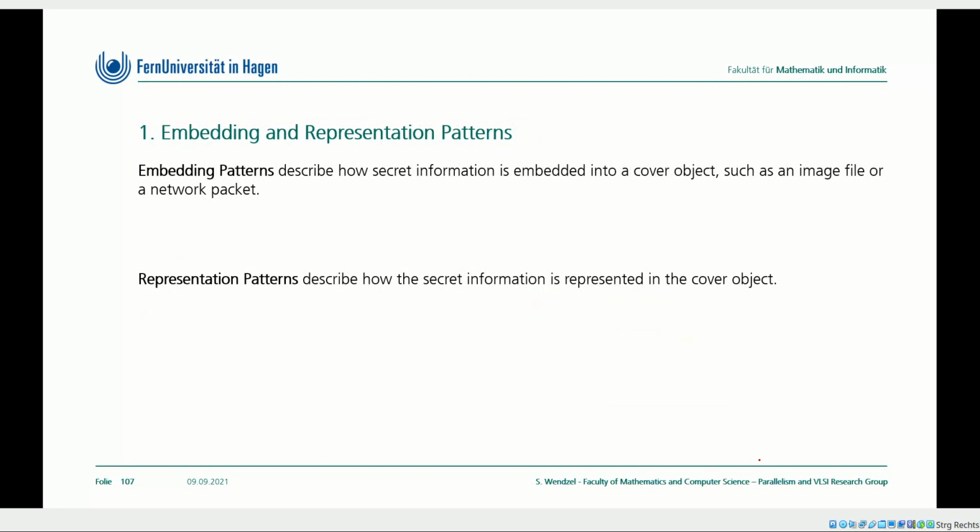Okay, so the distinction between embedding and representation process is meant as follows. We have embedding and representation patterns, and the embedding patterns describe how secret information is embedded into the cover object, such as an image file or a network packet, while the representation describes how the secret information is represented in the cover object. Because sometimes the embedder has to do something different than the receiver or extractor.